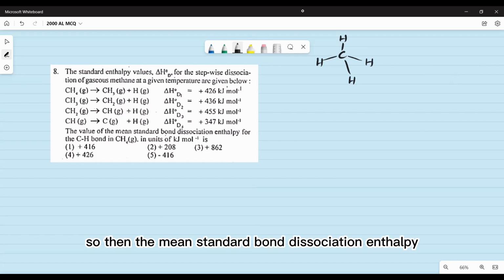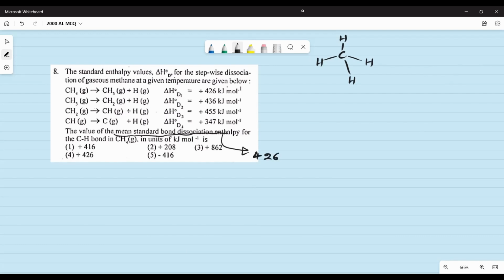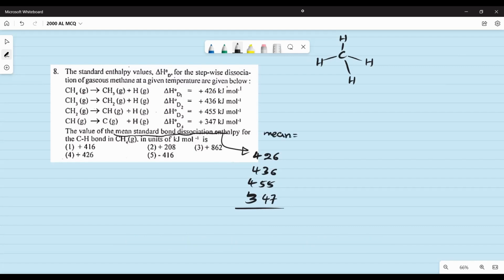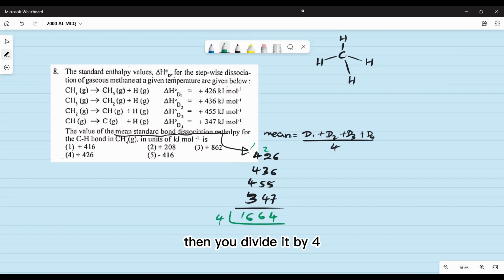So to get the mean standard bond dissociation enthalpy, we have to add all the values like 426, 436, 455, and 347. Then after adding them, we have to divide by 4. That's how we find the mean. It's very simple. D1, D2, D3, D4, divided by the number of bonds, 4. So we will do the simplification and find a value.